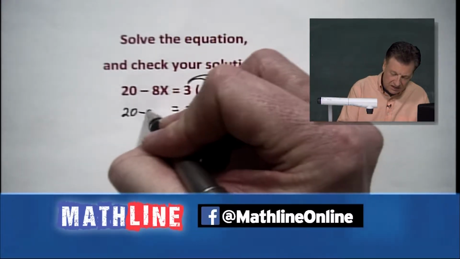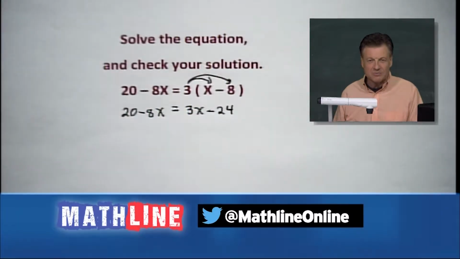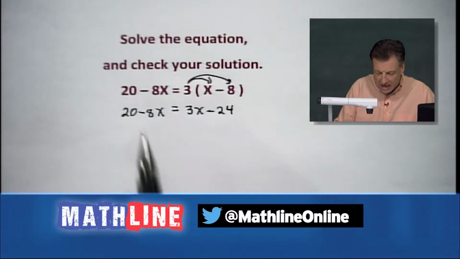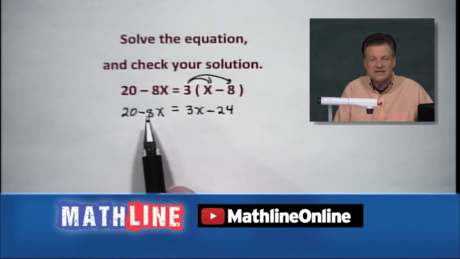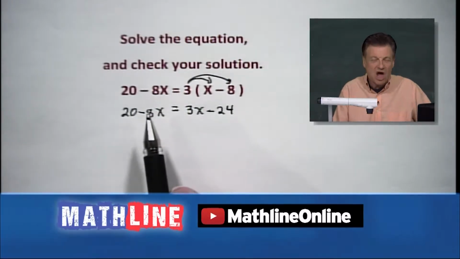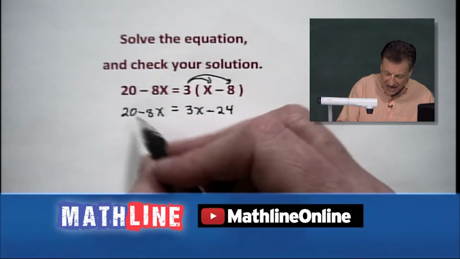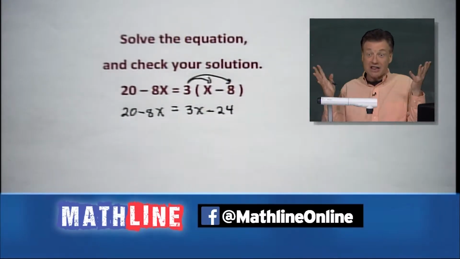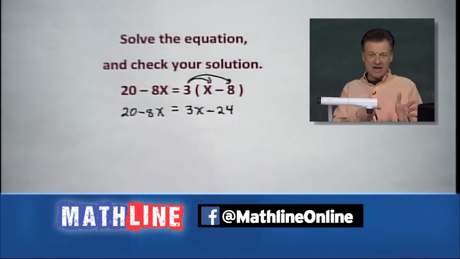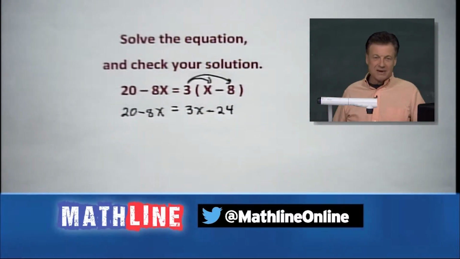And do not, next big mistake, I'm going to hit all the pitfalls in this problem. Next big mistake is some people want to say 20 minus 8 and get 12. That does not work here. This has got an X, this does not. They're not like terms. Leave them separated. Got it? So that is your second step right there.